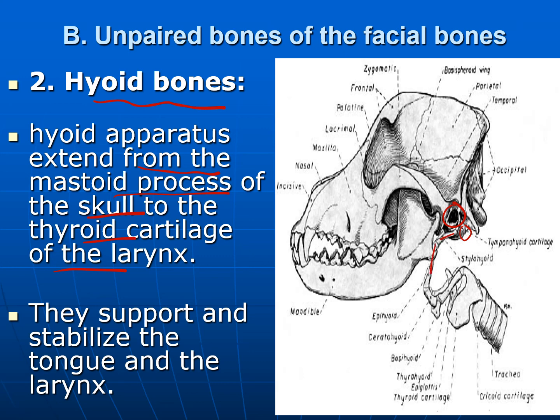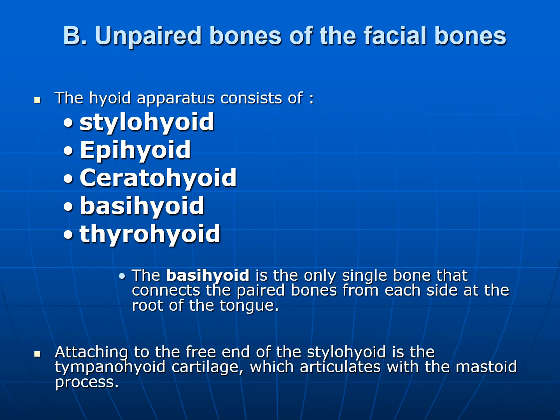So this here is the hyoid bones, and they extend from the mastoid process toward the thyroid cartilage. The importance of the hyoid bone is to support and stabilize the tongue and the larynx. They help in fixation and prevent displacement of the larynx caudally, and from here also the tongue starts. So this bone is very important because it stabilizes the tongue and larynx.